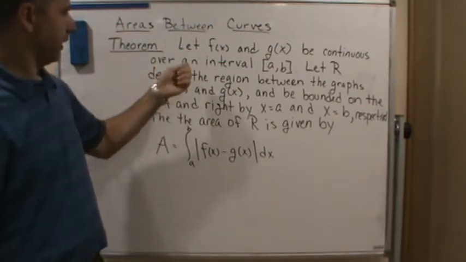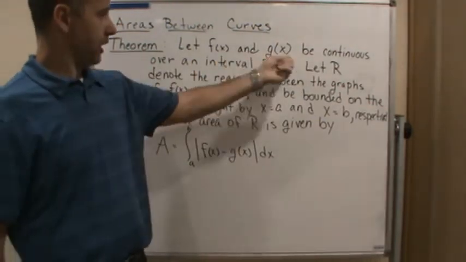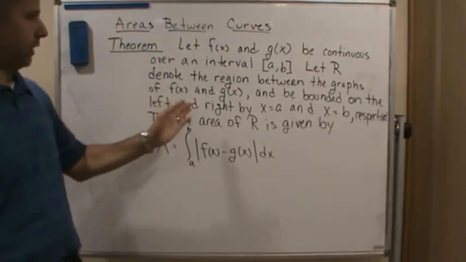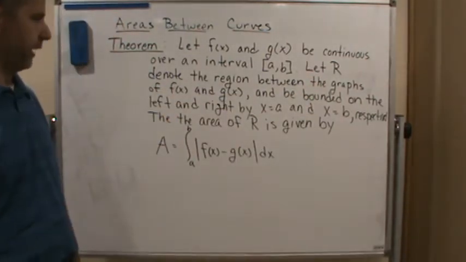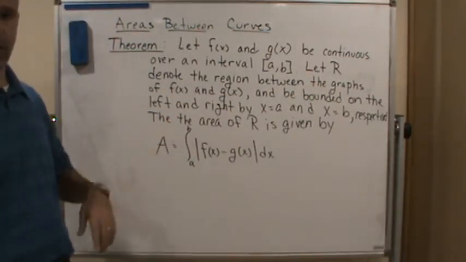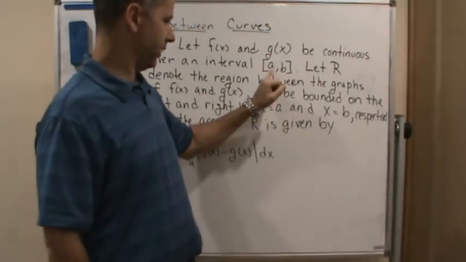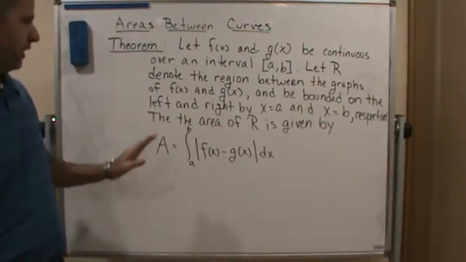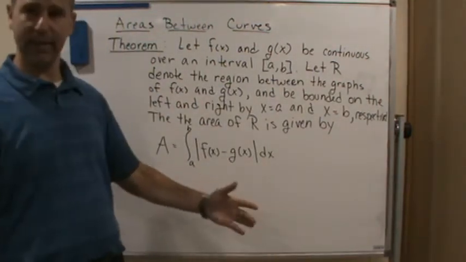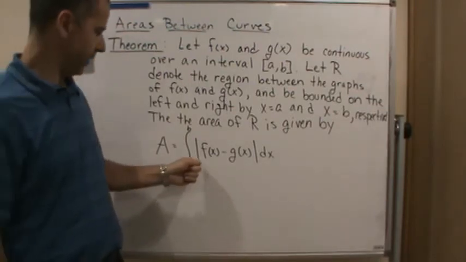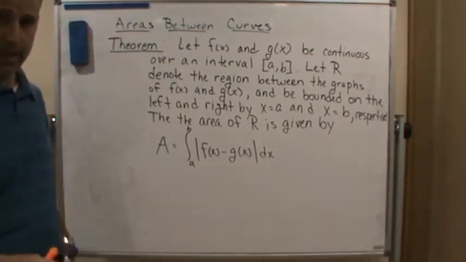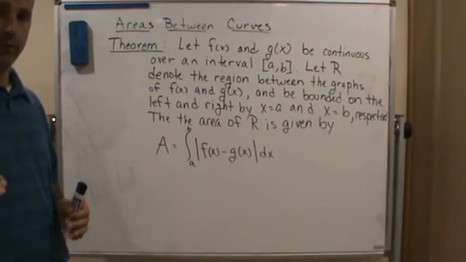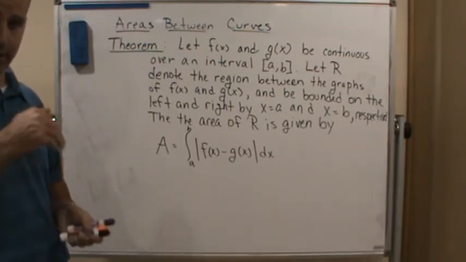So the theorem says that, again, same as before, let f and g be continuous over a closed interval [a, b], and let R denote the region between the graphs f(x) and g(x), and also bounded on the left and right by x = a, the left endpoint, and x = b, the right endpoint, respectively. So then the area of R is given by this. So basically the same as the last theorem, except now we're adding absolute value signs to handle the case where the graphs of those functions switch or intersect.